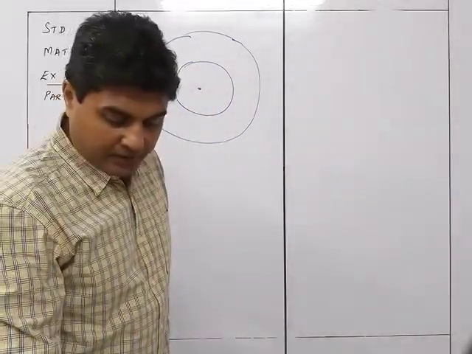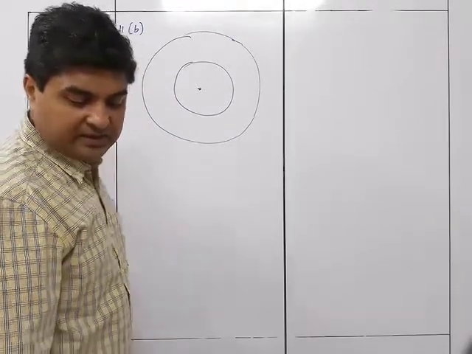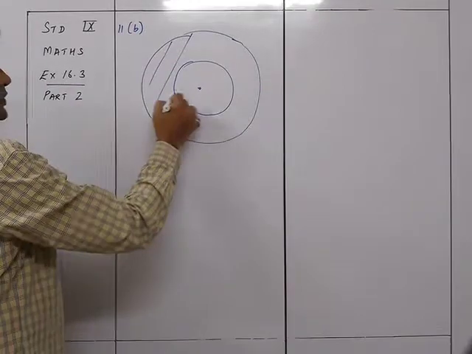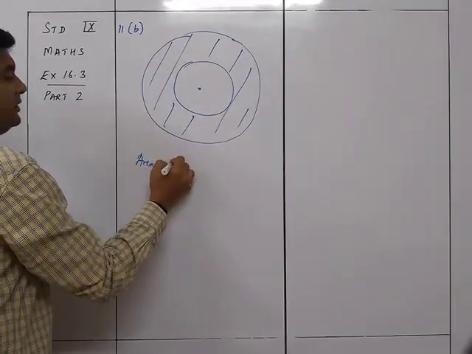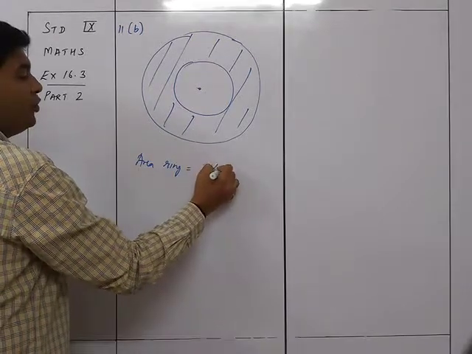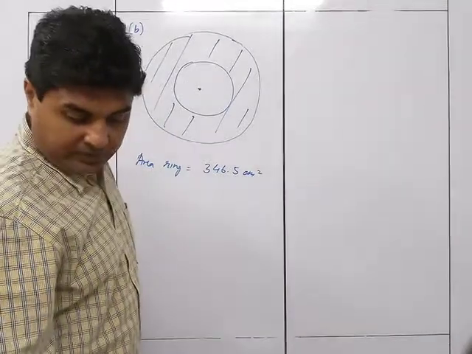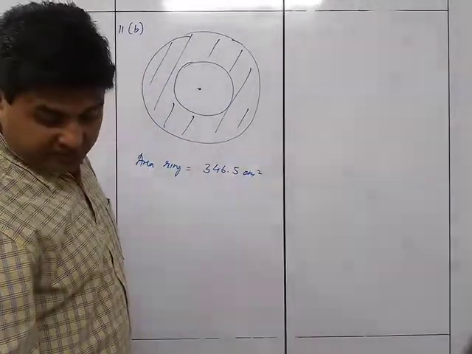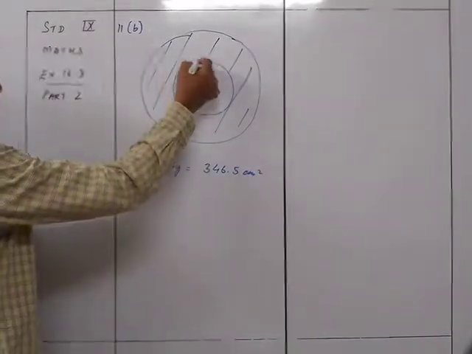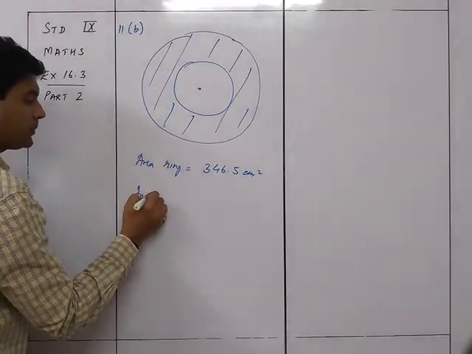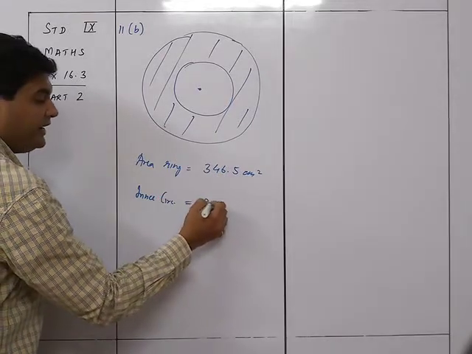It is given that in the figure given below, the area enclosed between the circumference of two concentric circles is 346.5 centimeter square. So this area, the ring, is given to you. The circumference of the inner circle is 88. So it is given that the inner circumference is equal to 88 centimeters.